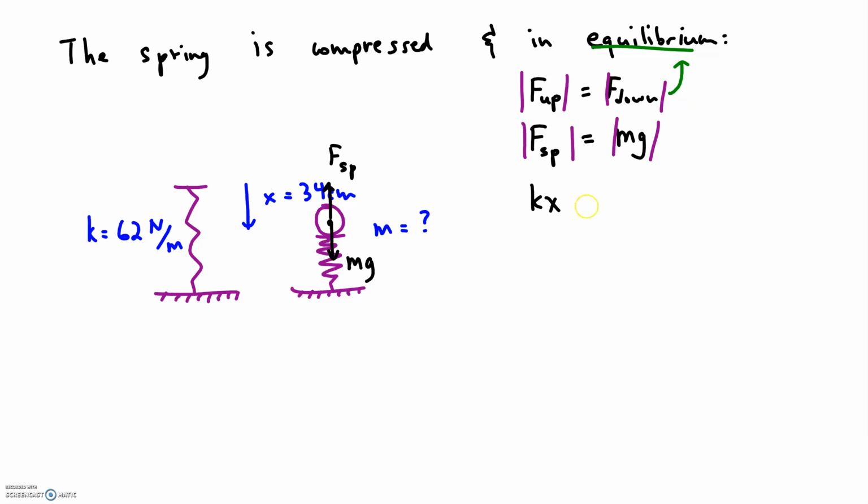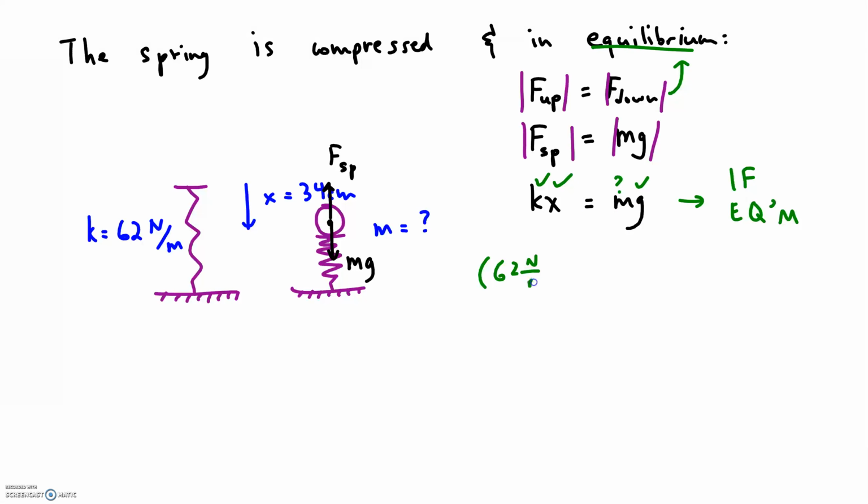And this is what we get. This equation we're going to see a lot. It only applies if we have equilibrium, and it never applies to any other scenario. Look at this, we know k, we know x, and we know g. So we can isolate and plug in and solve for the unknown m.